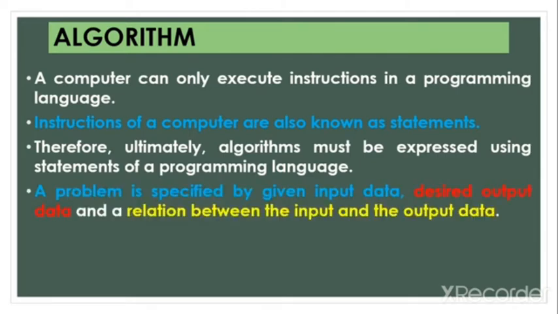A problem is specified by the given input data, desired output, and a relation between the input and output data. So every problem needs some specific input. Input ஒன்னு இருந்தாதான் அந்த input we have to process it. அந்த input process பண்ணாதான் finally we will get here output here. Okay. So there is some relation between the input and output data. So this algorithm specify all this.